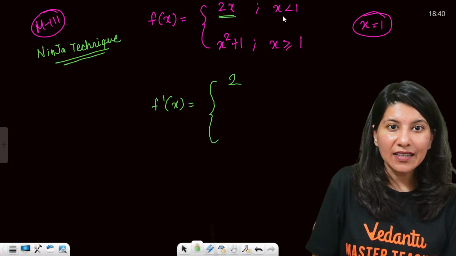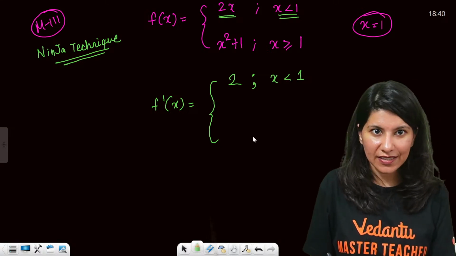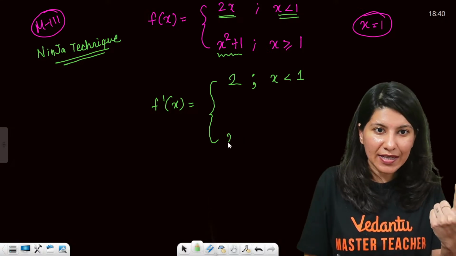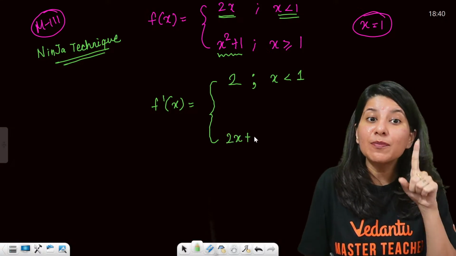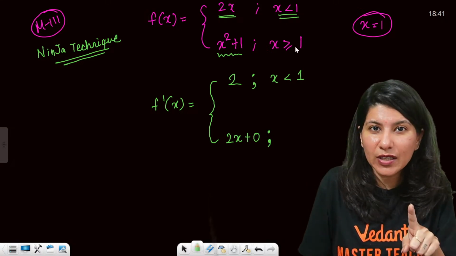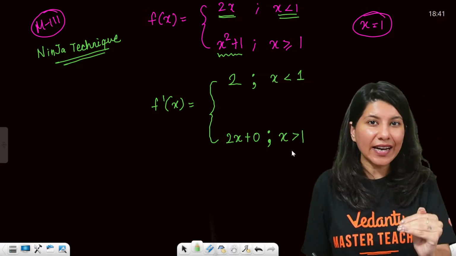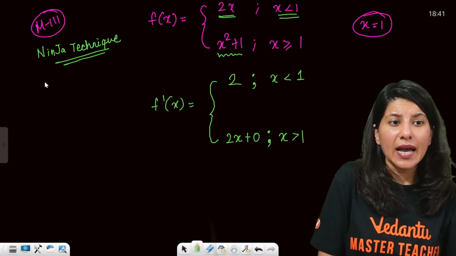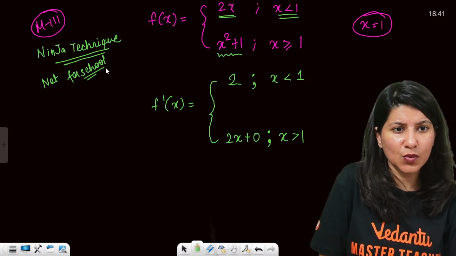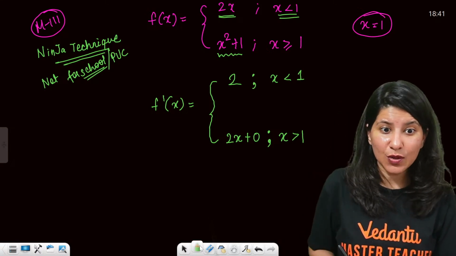Okay, derivative of 2x is 2, and this is for x less than 1. Correct? Now what about the derivative of x square plus 1? Derivative of x square is 2x and derivative of 1 is 0, and over here this is x greater than 1 now. So please avoid applying the equality part while writing the derivative. Okay, and by the way, this method is not for your school or college or your POC.